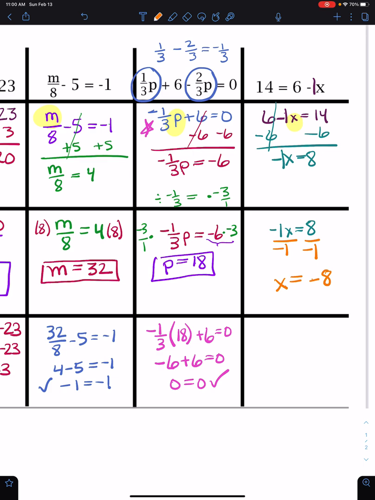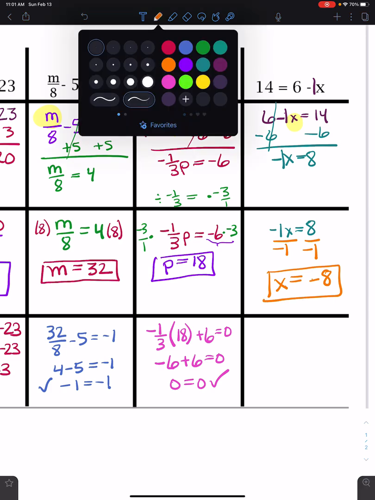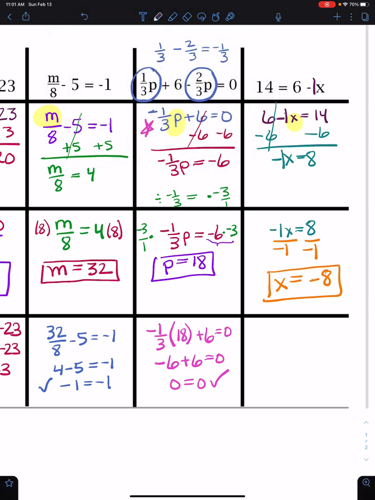Alrighty, let's check it. Our original problem said 14 equals 6 minus x. So I'm going to replace the x with negative 8. So 14 equals 6 minus negative 8. We know that in life and in math, when we take away a negative, that's a positive. So this is actually 6 plus 8, which is indeed 14. So we got it right.